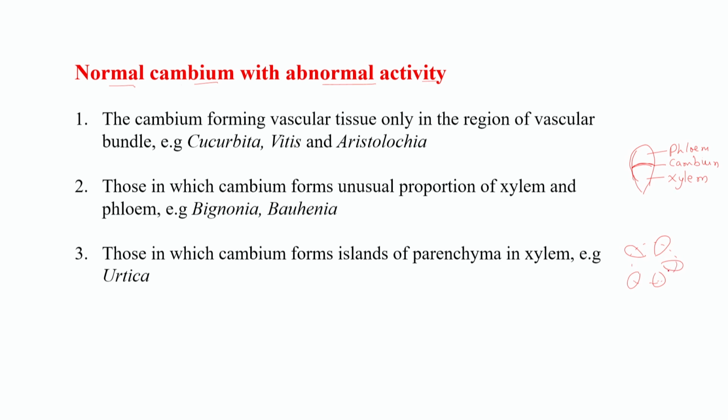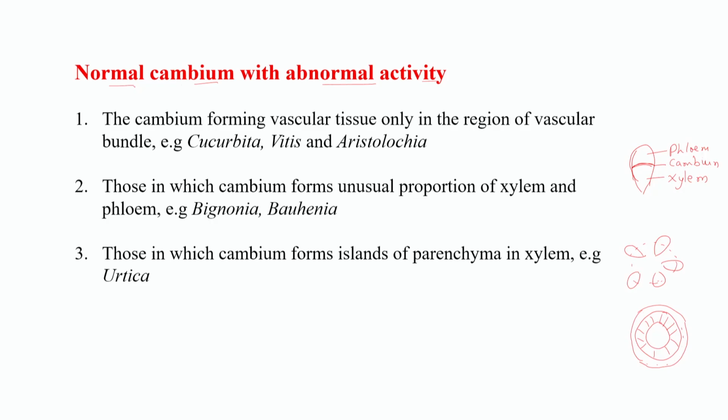Both the cambiums will join together and form a ring-like structure, giving rise to xylem on the inner side and a continuous ring of phloem on the outer side. Normally this is the pattern, and the amount of xylem is cut more as compared to secondary phloem. In this case also there can be different variations.